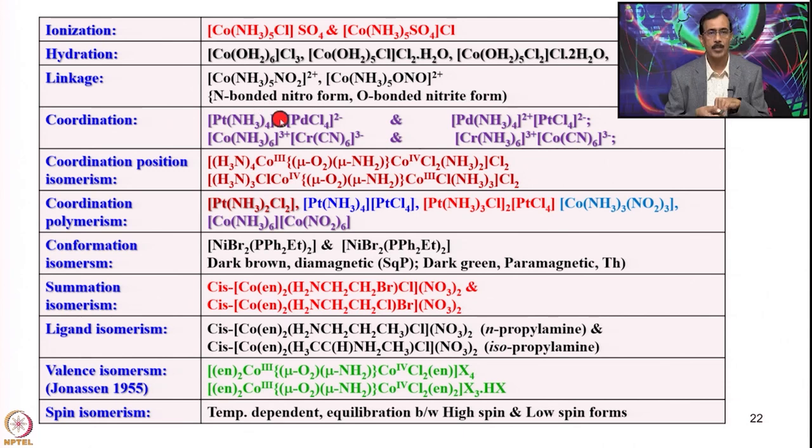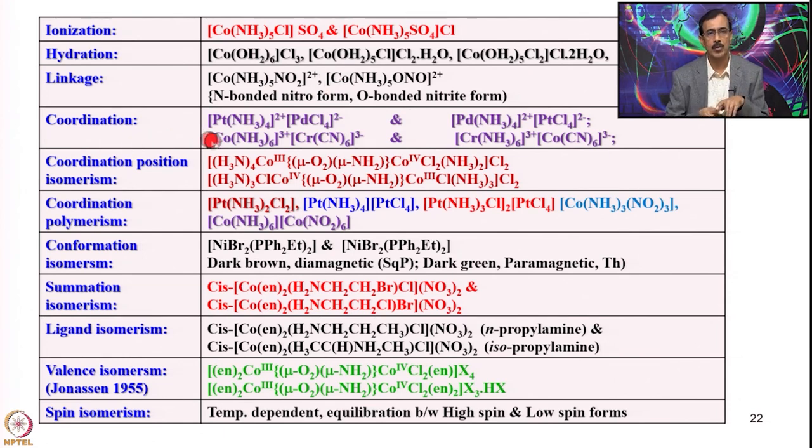Linkage isomerism, as I mentioned: when we have 2 donor atoms in a ligand, either of them can bind at a time. So here, if the nitrogen is bound, you can call it the nitro form, and if the oxygen is bound, it is the O form, nitrito or O-nitrito. So one can mention it like this. So you have linkage isomerism. We also come across linkage isomerism in the case of NCS, where N can either coordinate to the metal or S can coordinate to the metal.